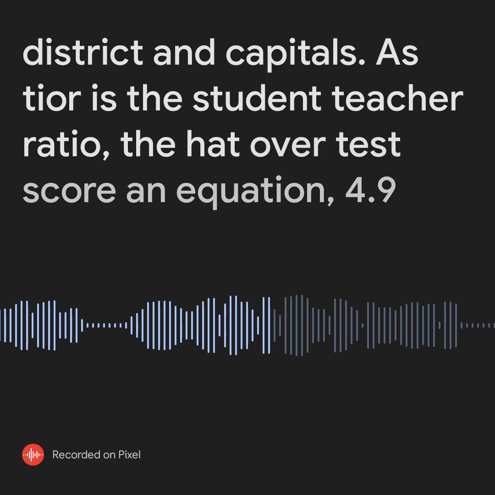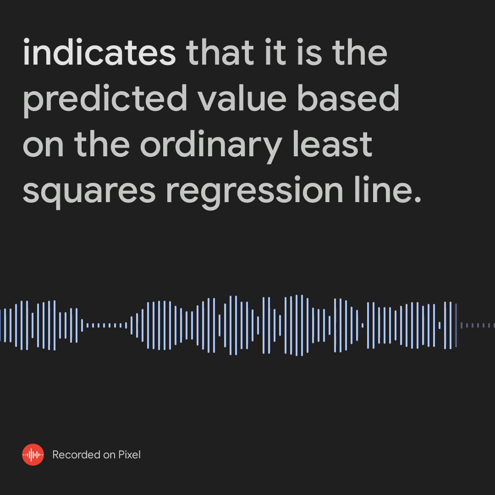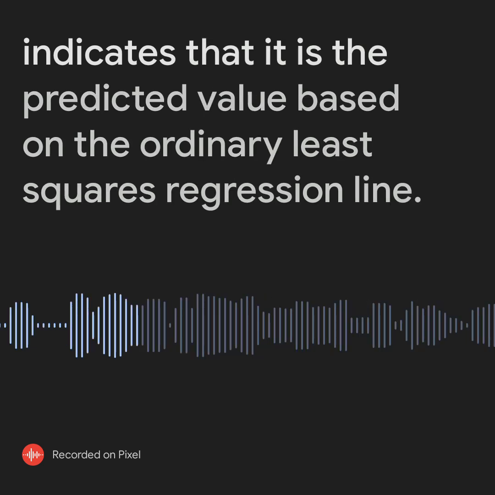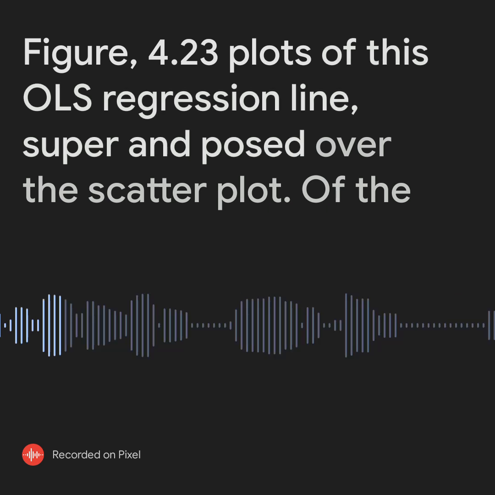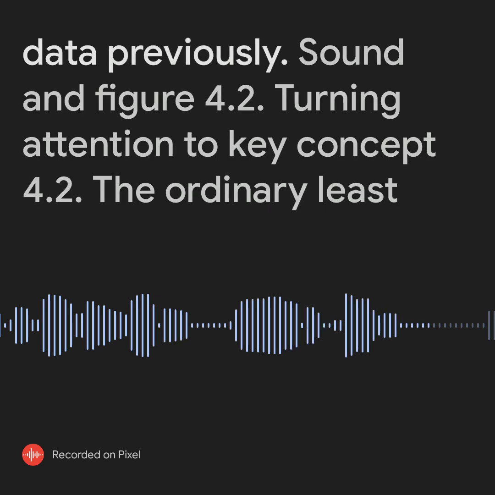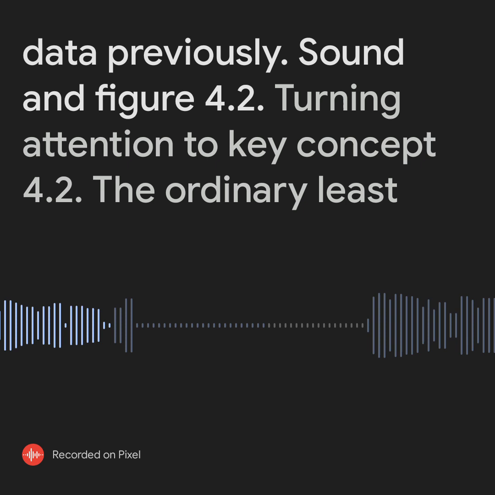The hat over TestScore in equation 4.9 indicates that it is the predicted value based on the ordinary least squares regression line. Figure 4.3 plots this OLS regression line superimposed over the scatter plot of the data previously shown in figure 4.2.